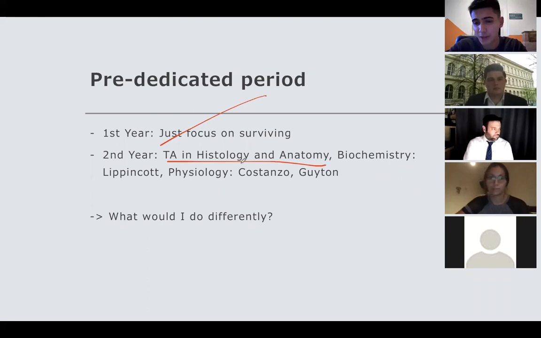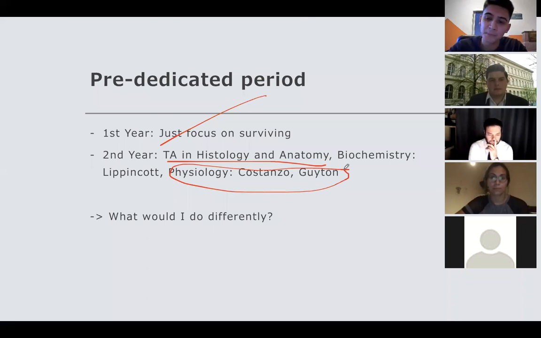For biochemistry, I used Lippincott. For physiology, I used Costanzo and Guyton. My primary objective for physiology was to become a TA, so I also used deeper reading materials such as Guyton. This is definitely not necessary for passing the exam or for Step 1. Costanzo is a great resource to build a foundation for physiology, as is Lippincott, but it's very low yield.